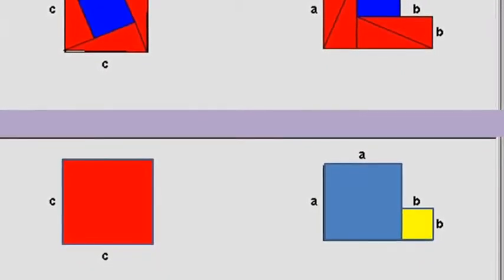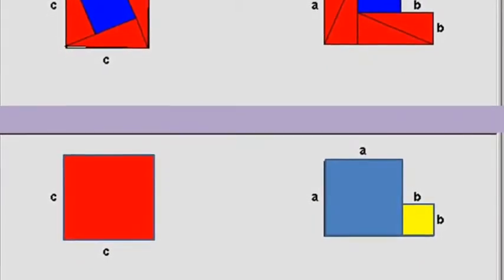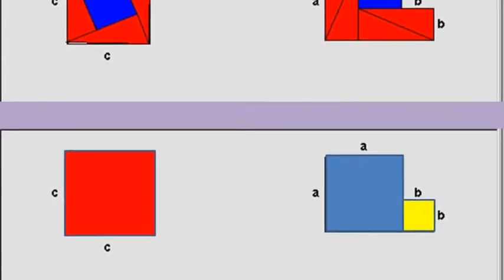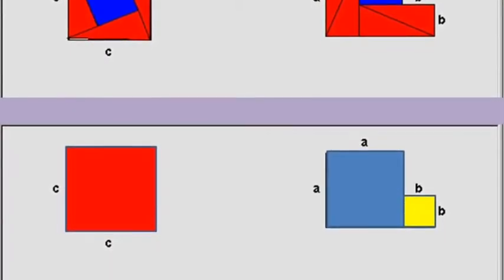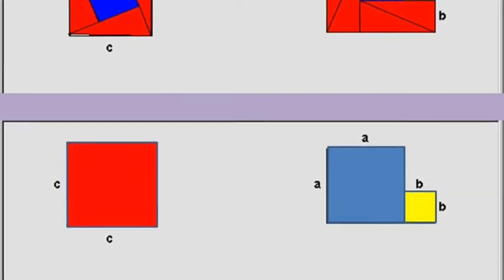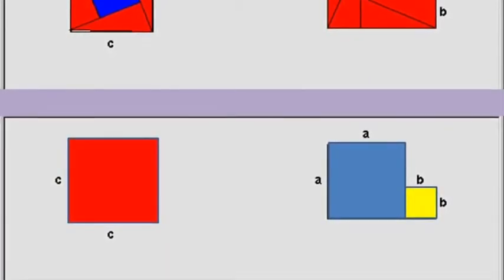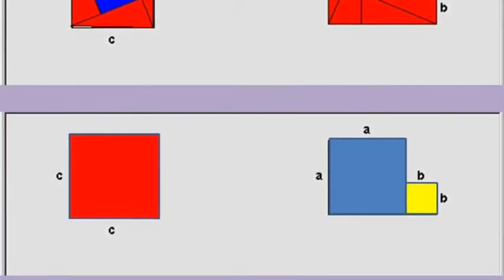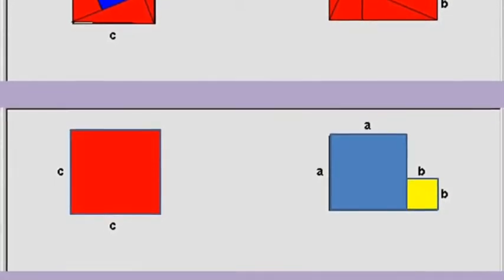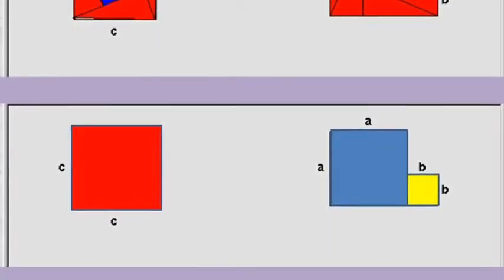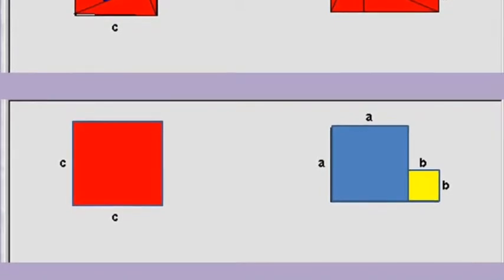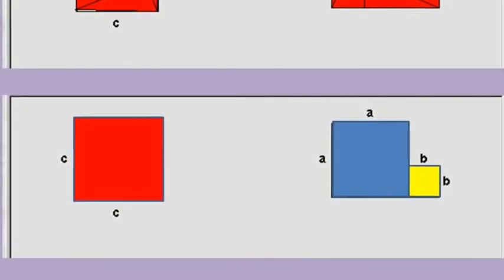Looking at the bottom of your screen, I have covered up the individual pieces of paper lines so that you can better see c squared on the left, a squared and b squared on the right, meaning that the areas of these pieces of paper do not change by simply rearranging them. Now, let's take a look at a little different model.